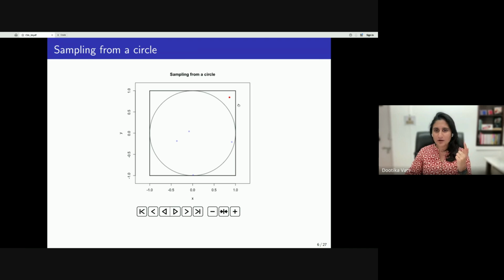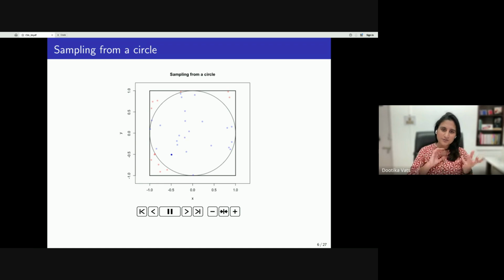But now you see, from the box I propose this draw. This draw is indeed from the box, but not from the circle. And so I say, no, I don't like that. This cannot be a draw from my circle, and so this is a bad draw. I will reject this draw. Please remove it. So I have colored it in red, as in I will remove this.